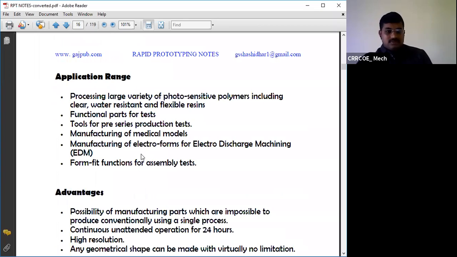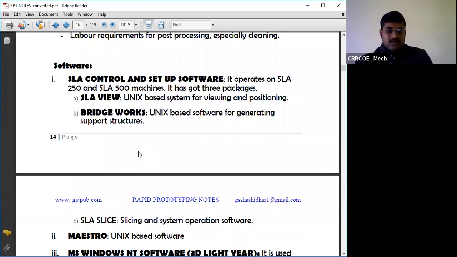Softwares. SLA and control setup software. It operates on SLA 250 and SLA 500 machines. So these are the names; SLA 250 and SLA 500 are the model names. It has three packages: SLA View, Bridge Works, and SLA Slice. These are the three packages we are going to have.